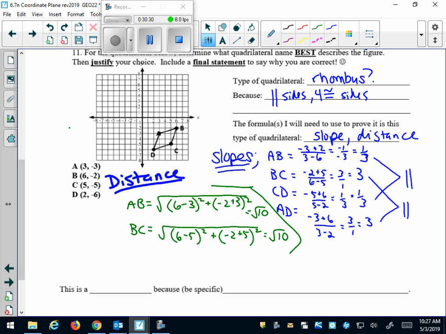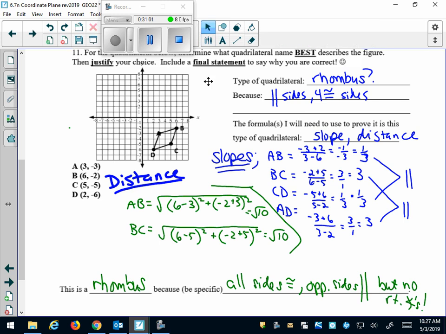Alright, so it turns out that the consecutive sides are the same length, which means all four sides are congruent. So this is in fact a rhombus, because all sides are congruent and opposite sides are parallel. But consecutive sides are not perpendicular, so there are no right angles.